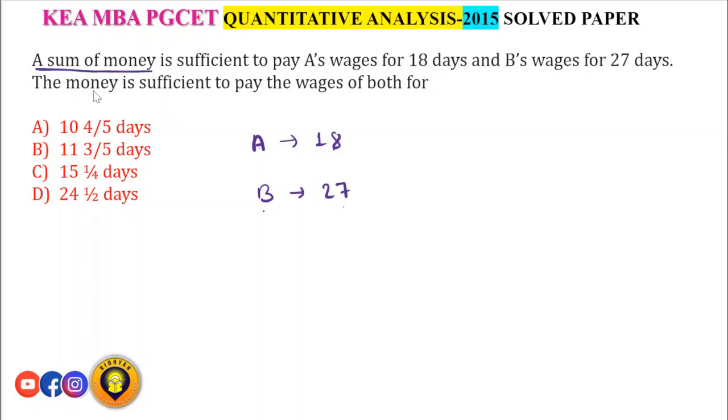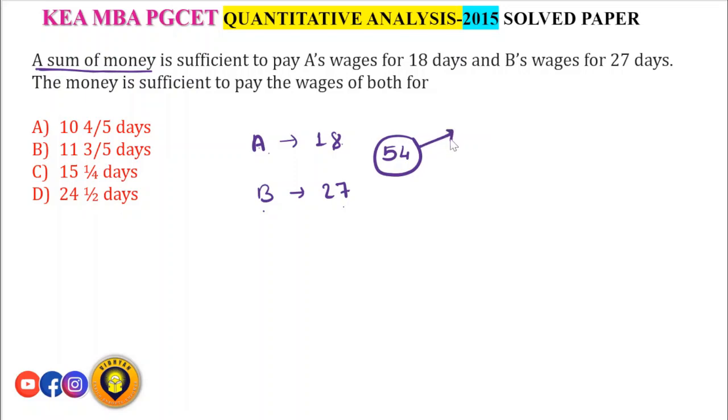So what we will do, let us assume the total money. How to assume? By taking the LCM of 18 and 27. The LCM of 18 and 27 is 54. So let us assume that 54 is the total sum of money, and this amount is sufficient to pay A for 18 days only. That means A can complete the work in 18 days.